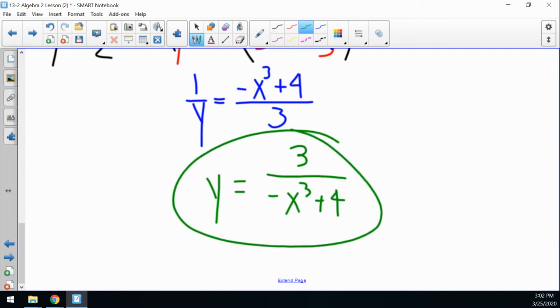There's my problem right there. That's my differential equation right there. And now what I could do is put in any value of x and y and figure out what it is, but we're not going to do that for right now. This instead is our function in terms of y. So if we know that dy over dx is xy, I can figure out what our original function is, which is 3 over negative x to the third plus 4.